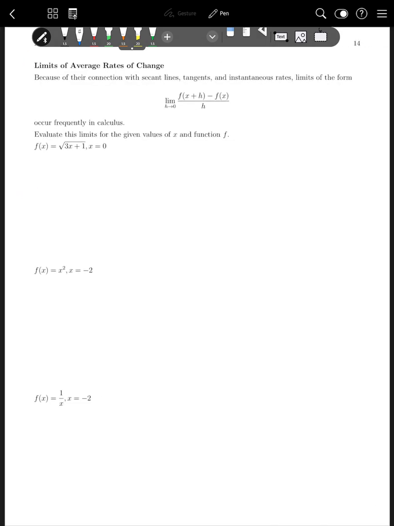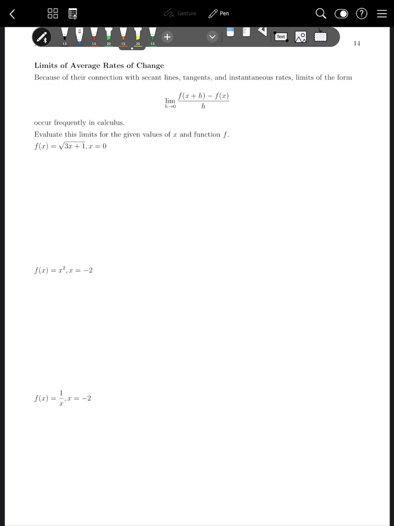So, one of the things that we want to be able to do with this is what's called the derivative. And we're going to talk in detail about the derivative in Chapter 3. But what the derivative has to do with limits is it's actually going to be the limit of this function. Because of their connection with secant lines, tangent lines, and instantaneous rates, limits of the form, the limit as h approaches 0 of (f of x plus h minus f of x) over h, are frequently done in calculus. And in fact, we did some of these in the last section, right? So we want to make sure we know how to do these. So that's what we're going to practice doing here.